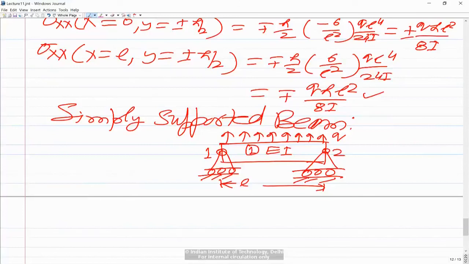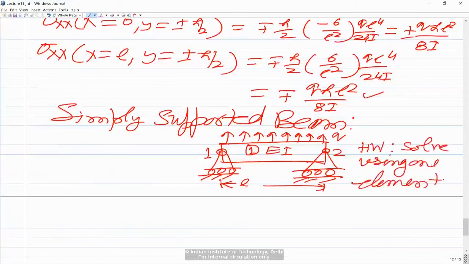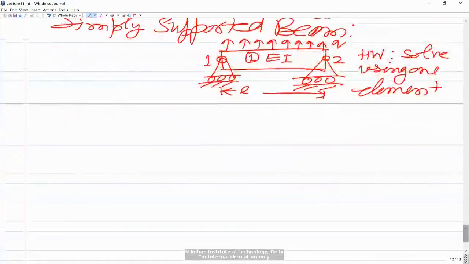When you look at the single element solution, you should be able to do the whole problem. So this I am giving as a homework problem. Solve using one element. So this is a homework problem. You should do everything what I just did for the fixed beam using two elements.